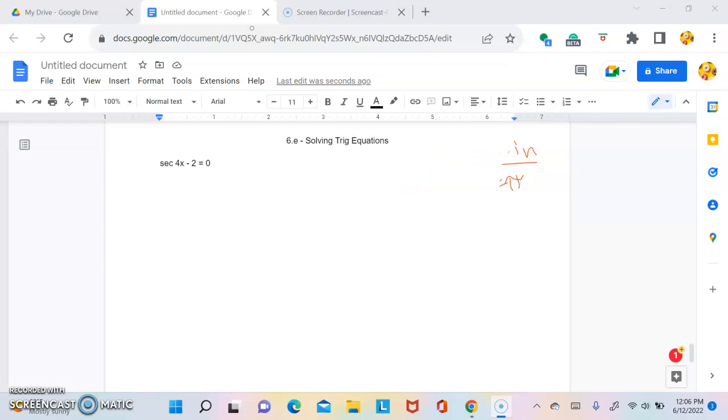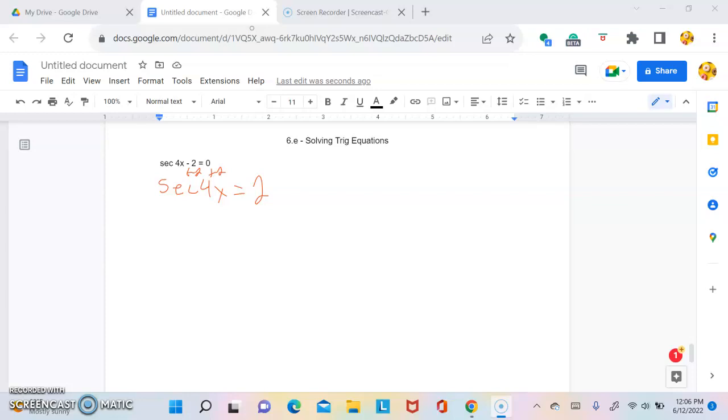The problem that we're working with is secant 4x minus 2 equals 0. The first thing I'm going to do is move this 2, add it to both sides. So then we have secant 4x equals 2.